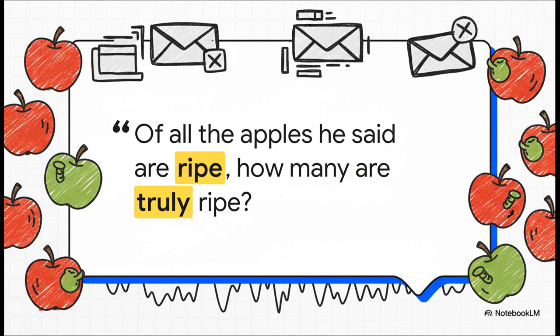Here's a great analogy for precision. Imagine your friend points to a bunch of apples and says, "Hey, all of these are ripe." Precision is just asking, okay, of all the apples your friend said are ripe, how many are truly ripe? You care about high precision when the cost of a false alarm is high. Think about your email spam filter. You really don't want it to incorrectly flag an important email as junk.